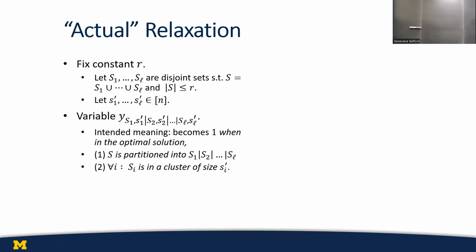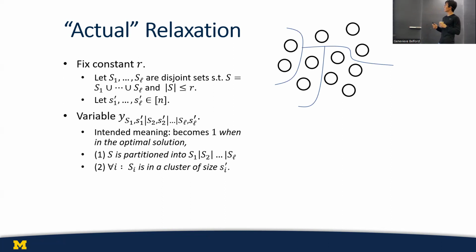But then of course I want slightly more information. Within S, S1 is one part induced by the optimal solution. But S1 is part of a cluster of the optimal solution, and there are other vertices in that cluster outside S. So I want to know the size of that cluster as well. So the second condition is, for every i, Si is in a cluster of size Si prime, including all the vertices not in S.